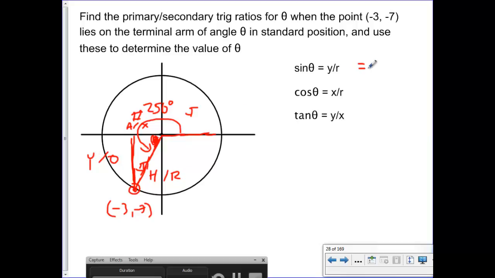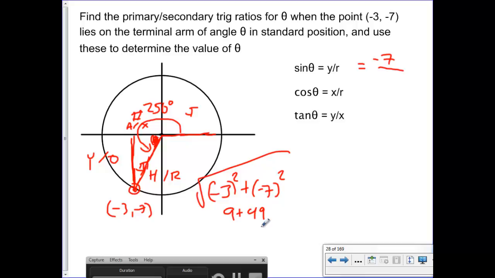So my y value is -7. Do you guys remember how to find radius? Yeah, say it louder, Trent. 7 squared plus 3 squared, square root. Yeah, it's Pythagoras' theorem. So you could do 3 squared, 7 squared. Does it matter though that it was negative? No, because you're squaring it anyways, right? So that would be 9 plus 49. So this is the square root of 58. That's what your radius would be.